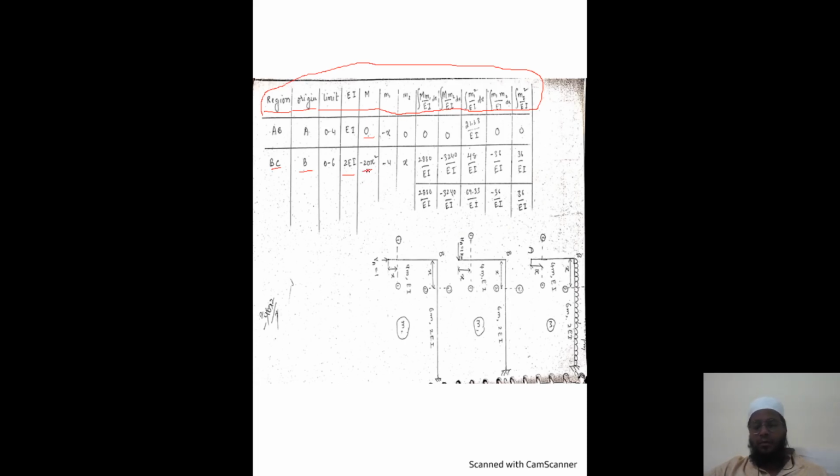So how did we get 20 x square? The intensity of the UDL is 40. So 40 into x by 2 will give you, 2 ones are 2, 2 twos are 4, that is minus 20 x square. Able to understand? Yes.